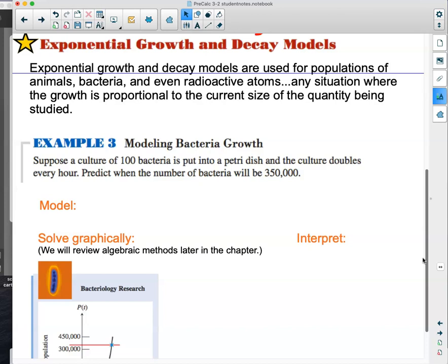Suppose a culture of 100 bacteria is put into a petri dish and the culture doubles every hour. Predict when the number of bacteria will be 350,000. All right?